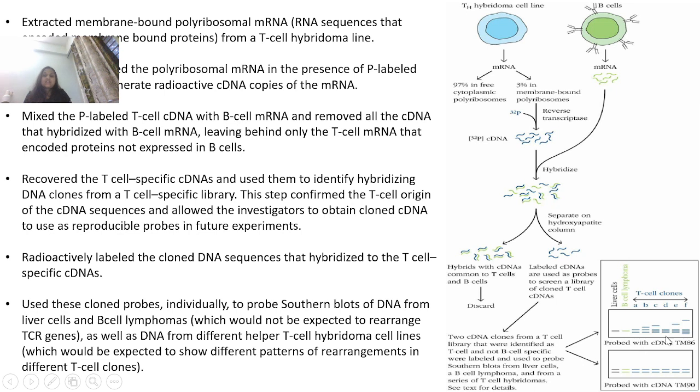So what happened when they probed the cDNA with the different T cell clones, they took some cDNAs and they probed it with this TM86 cDNA. They found that different bands were coming at different places in A, B, C, D, E, F, six different clones, suppose. So they confirmed that these different bands were coming because this probe was binding to different regions of these clones. That means the regions have rearranged differently in different types of clones, so it is giving different size bands.